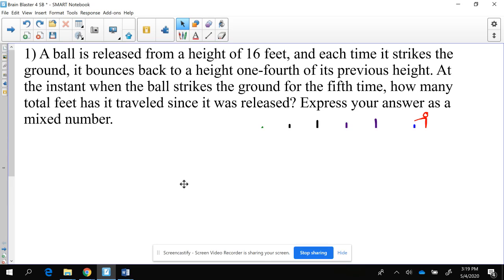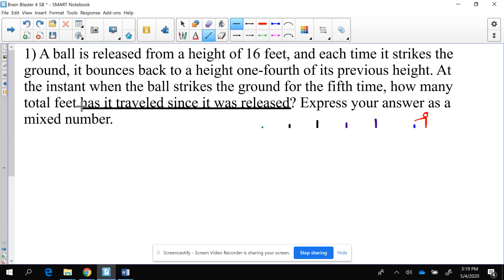Each time it strikes the ground, it bounces back to a height 1/4 of its previous height. At the instant when the ball strikes the ground for the 5th time, how many total feet has it traveled since it was released? That's going to be important. I think a lot of people think, how much did it bounce up? But it really is asking, how much does it travel in total? It says express your answer as a mixed number.